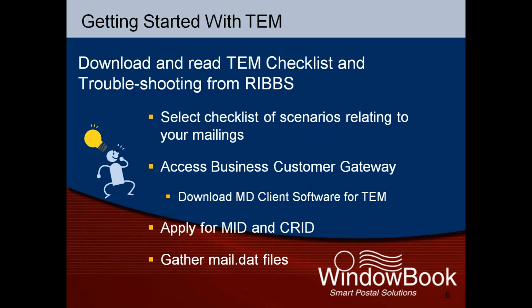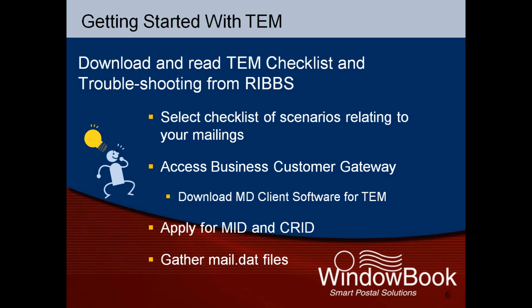So, how do mailers get started doing TEM testing? Well, the first thing that a mailer should do is go to the Postal Service's RIBS website and download the TEM checklist and troubleshooting document. Mailers should read this document to understand more about the various TEM testing scenarios and to select the checklist that maps the types of mailings that you do. The more different types of mailings that you do, the more extensive your TEM testing process will be.